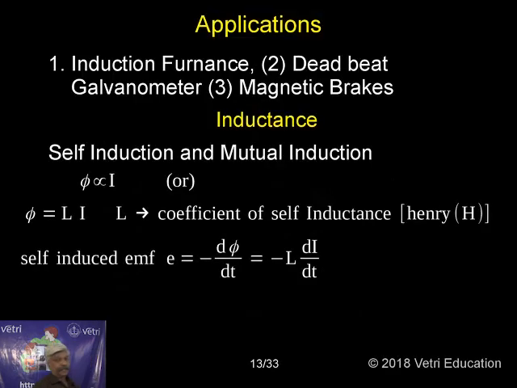Sometimes we can make use of the eddy current, or sometimes we won't bother about it, but we cannot eliminate it. We can minimize the eddy current. How can you minimize the eddy current? By using a laminated core. Applications: induction furnace, dead-beat galvanometer, magnetic brakes.